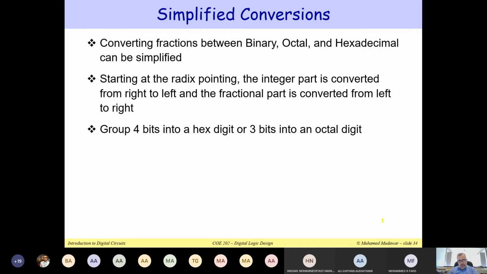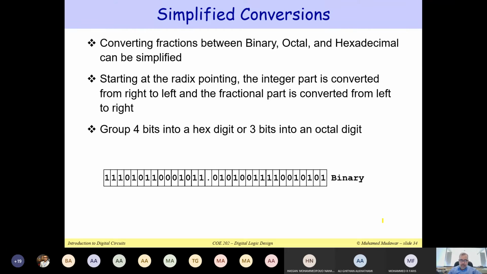We can start at the radix point. We can convert the integer part starting from the right and moving to the left. Then we can convert the fractional part starting from the first bit after the radix point and moving to the right. Let us take a look at this example. Notice that this number is in binary, and this is the binary point. Anything to the left of the binary point is the integer part. Everything to the right is the fraction. Is this clear? Yes.